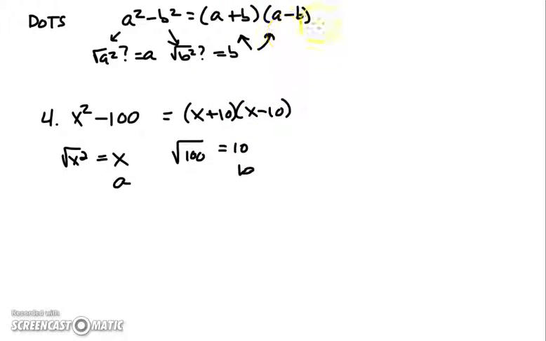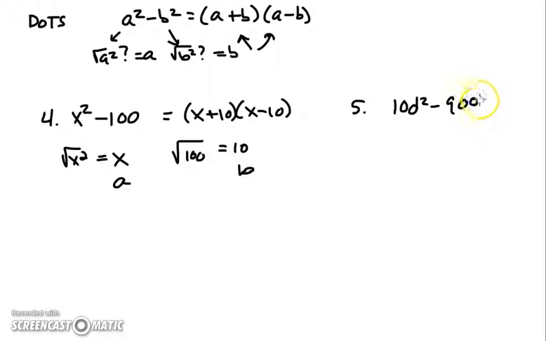So it's going to follow this pattern here, a plus b, a minus b, where a and b are the square roots of the terms that we have. So let's look at number 5. Number 5 starts out with 10b squared minus 90. Oh, not 900, just 90.